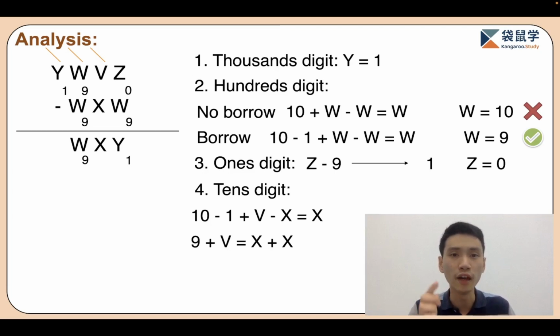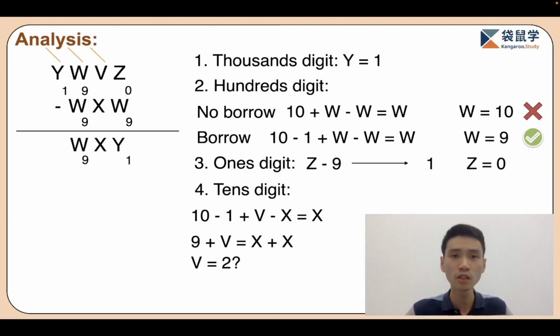Now, I want to ask you a very important question. Between V and X, which letter should we analyze first? If you said V, then very good job! Excellent! You remembered the condition that we are trying to find the smallest possible YWVZ. So we should analyze V first from the smallest possible digit, which is 0. But can V equal 0? No, because Z is already 0. What about V is 1? Also no, because Y is already 1. So let's try from V equals 2.